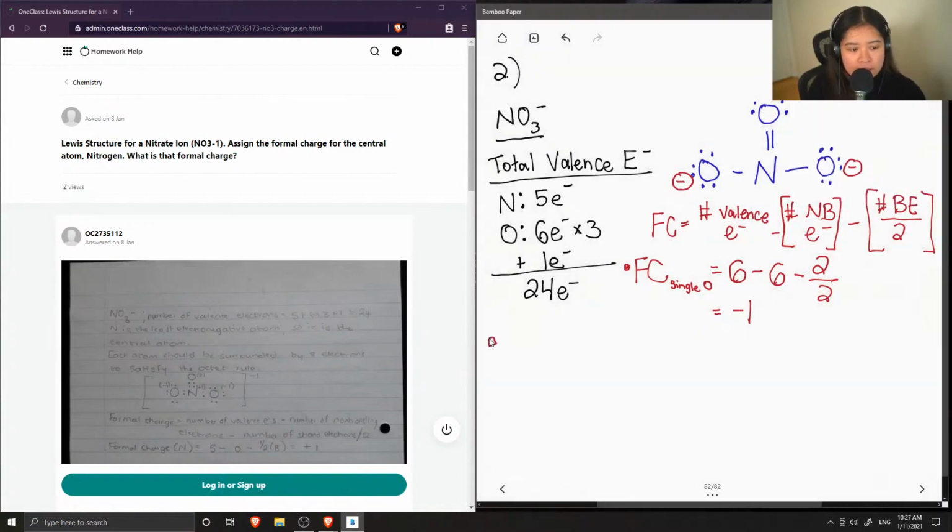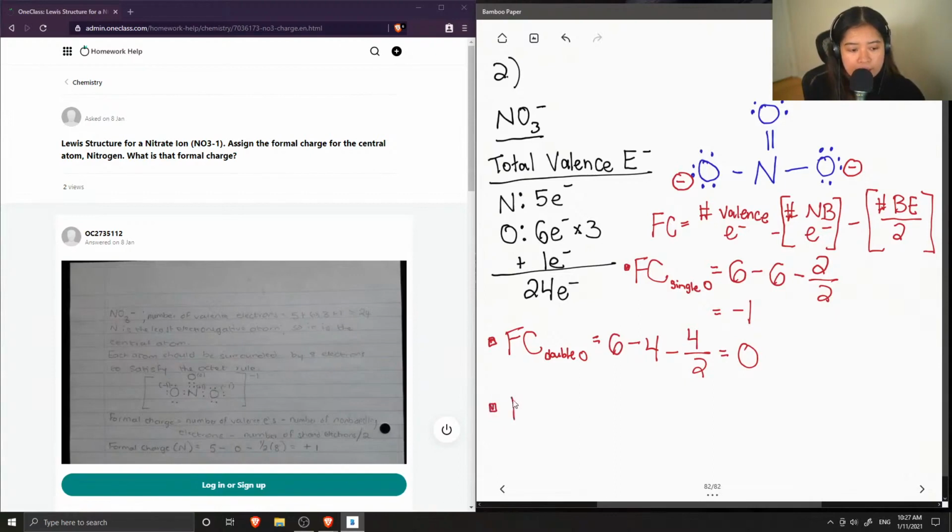Okay, so now let's do the same thing for our double bonded oxygen. So I'm going to put double O. It still has 6 valence electrons. This time its number of non-bonding electrons is only 4. And its number of bonding electrons, there's now a double bond. So we have 4 bonding electrons in total, divided by 2. So 6 minus 4 minus 2 is just 0. So our double bonded oxygen is neutral.